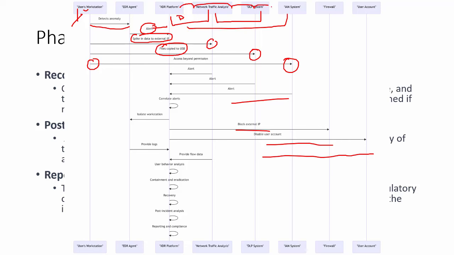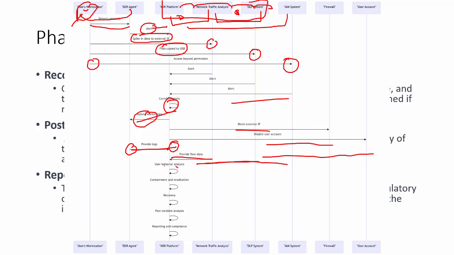Okay, so that is called detect, and based on that, they can send the command to block. That is done at the network level, and the EDR agent takes care of the user workstation. So this is what we discussed. Then XDR correlates the information and instructs the EDR to isolate a workstation. They did that. EDR also provides logs to the XDR, and XDR also collects logs from other sources. Based on that, they predict the user behavior, contain, recover the system, do the post analysis, and finally perform the recovery.